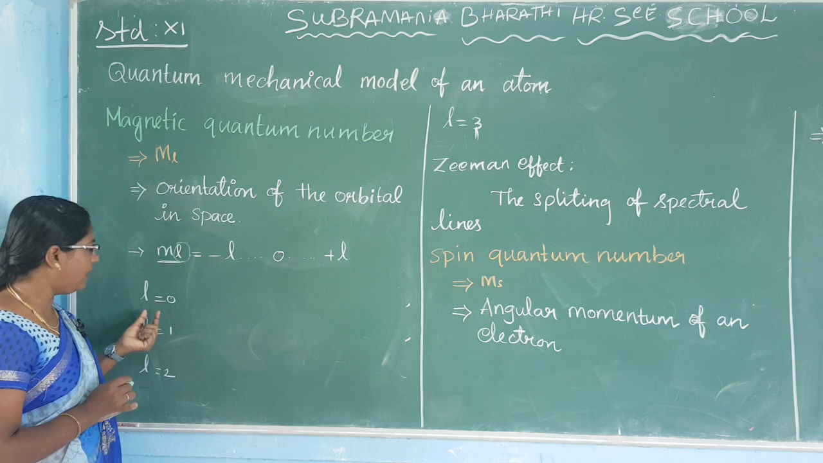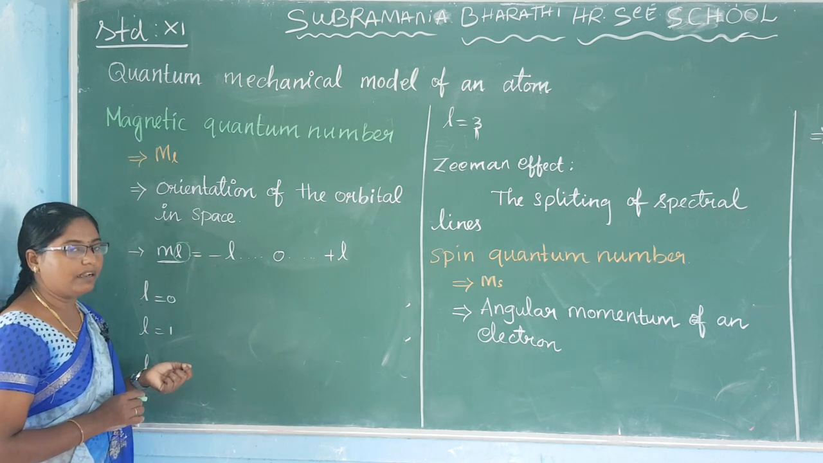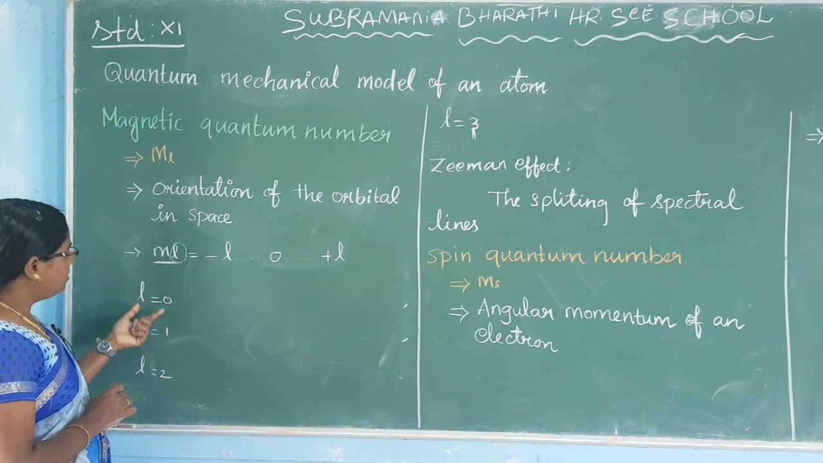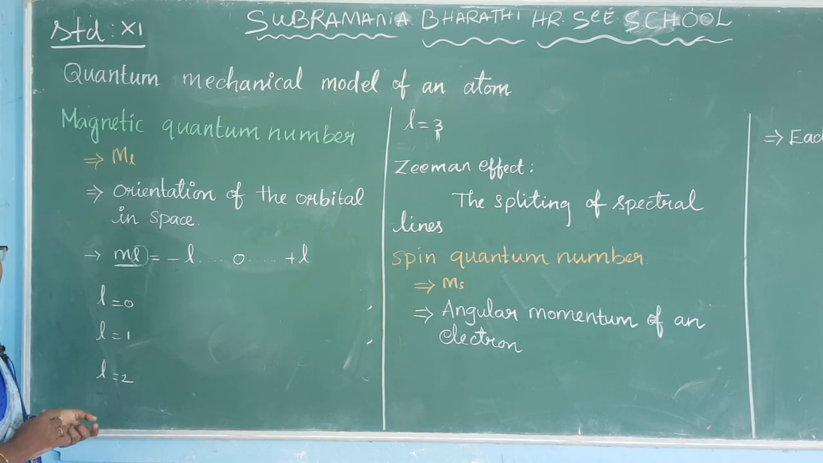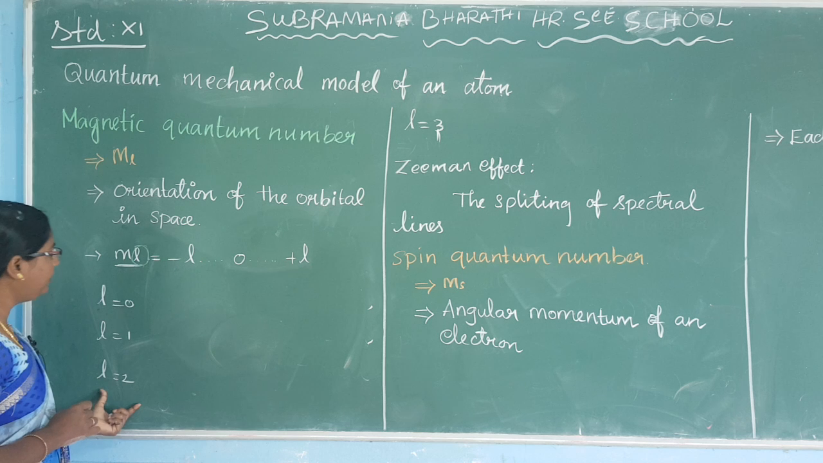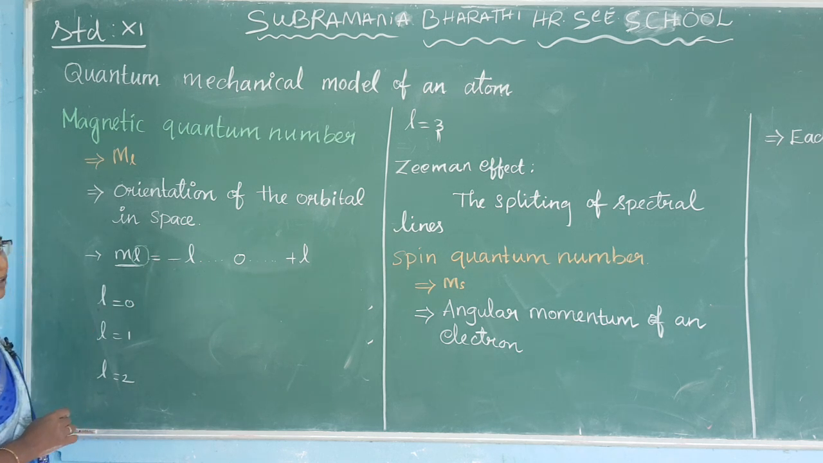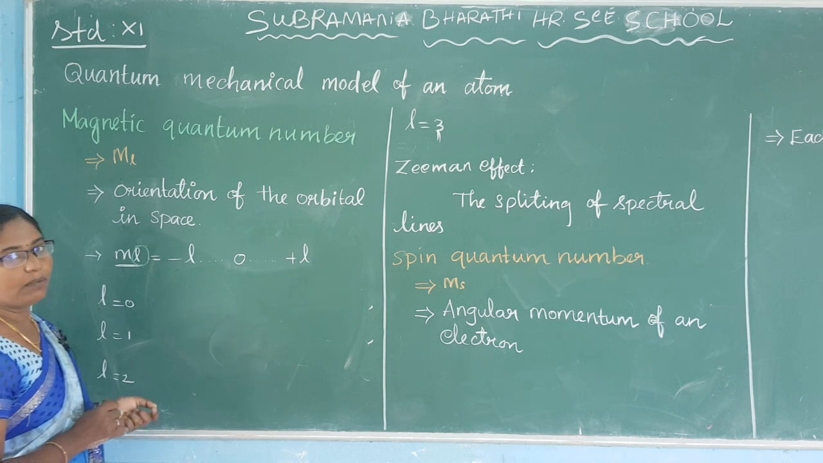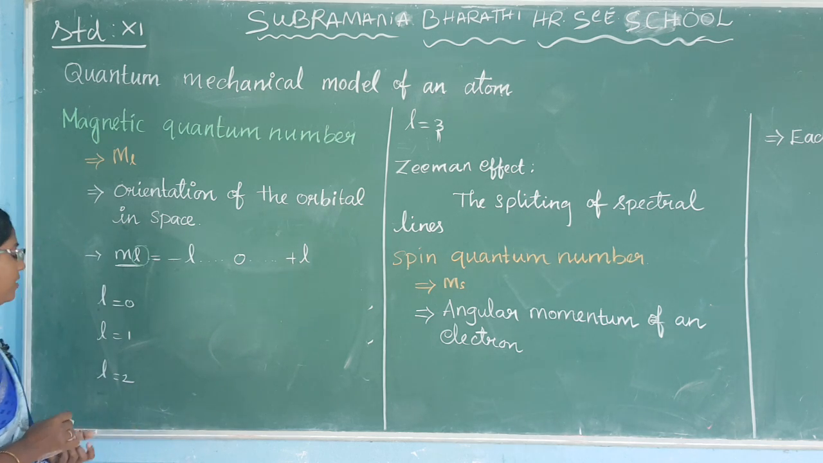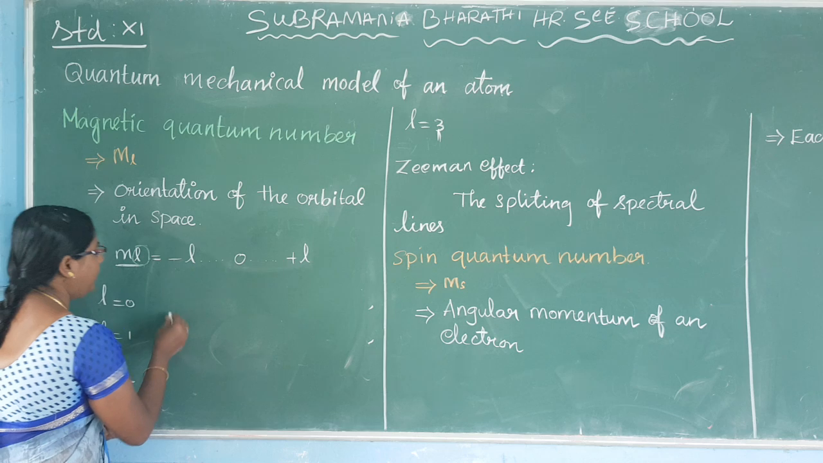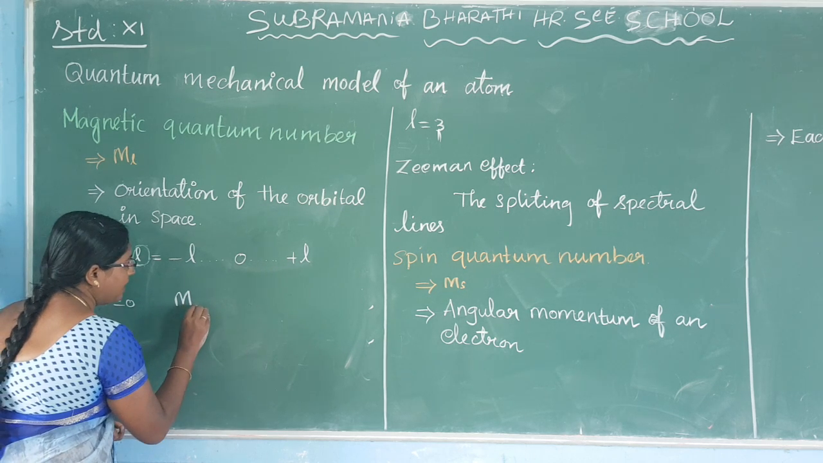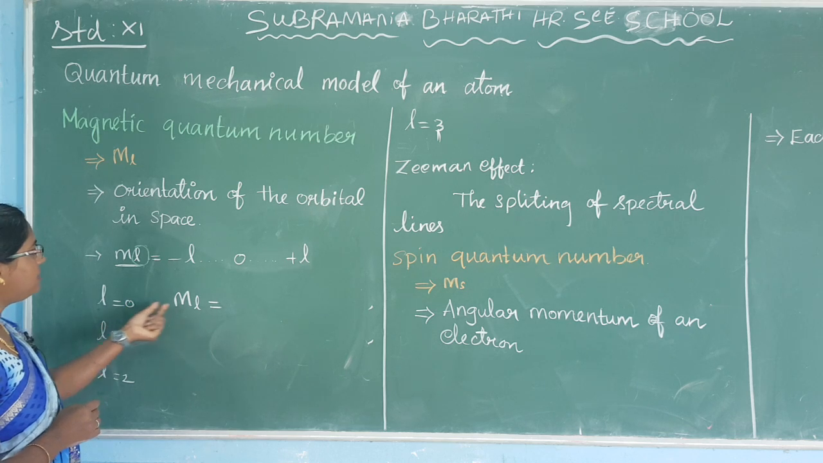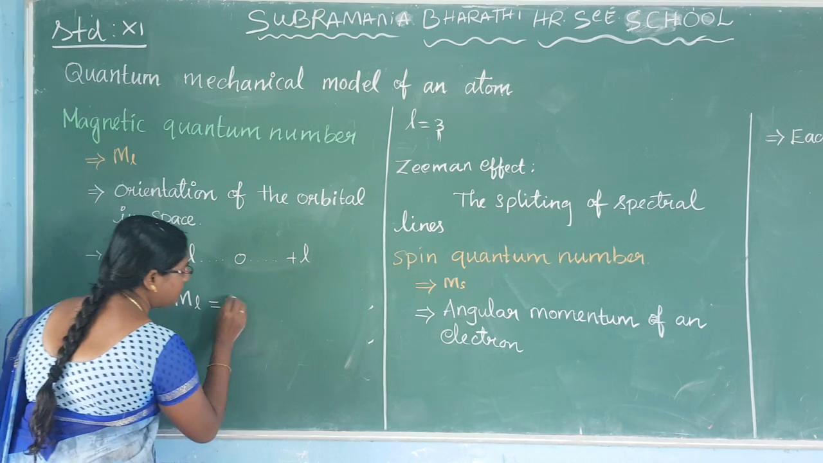So I have written the values of the azimuthal quantum number. In the last class itself we saw the values of l from 0 to 3. Now I am going to calculate the magnetic quantum number values using this. If l is equal to 0, then ml is also 0.